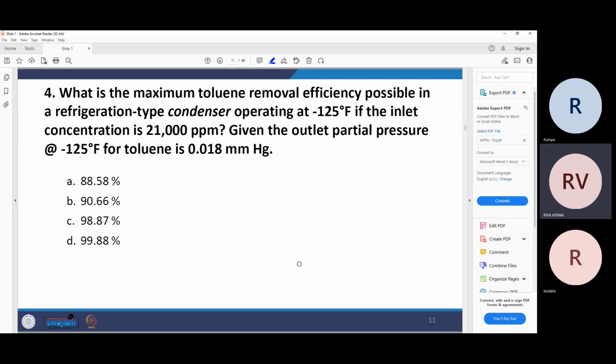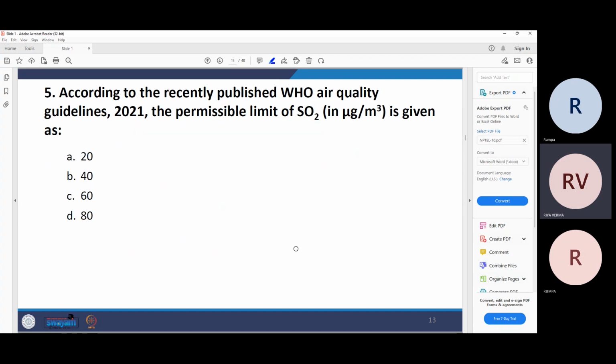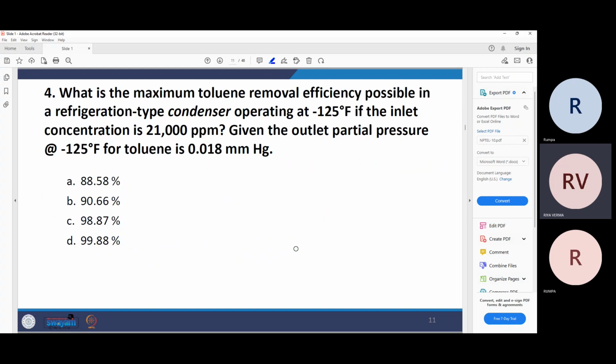Okay, coming towards the next question, question number 4. I guess this is the last numerical that we have. Then we'll have the theoretical questions.